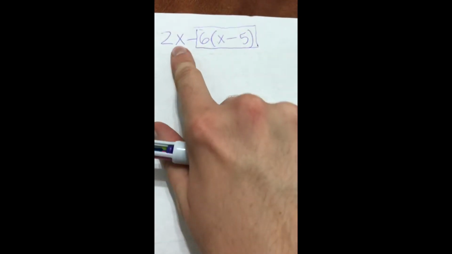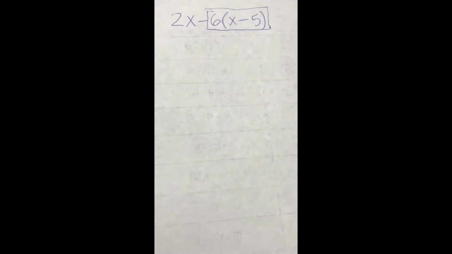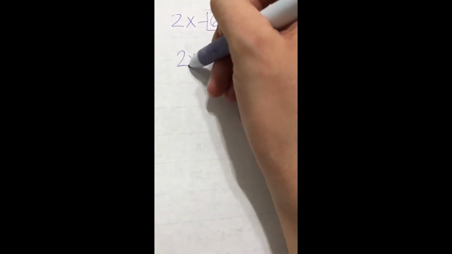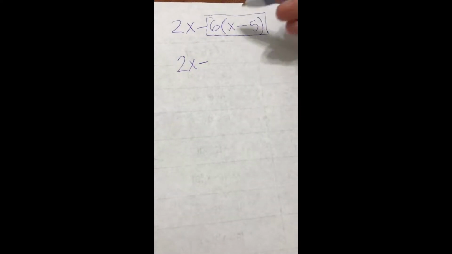I'm not multiplying this 2x by anything. The 2x is not touching any parentheses, so it's not multiplying by anything. So I'm just going to leave it as it is. So 2x, then minus, and this minus is subtracting this whole problem here of the distributive property. So now with the distributive property, I will use that to simplify this here.